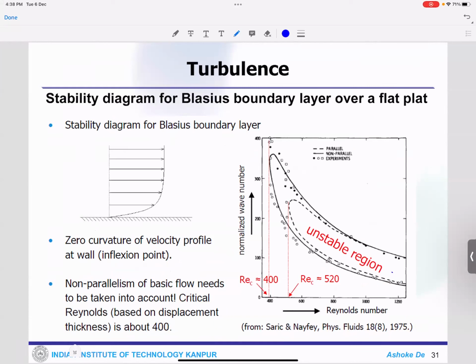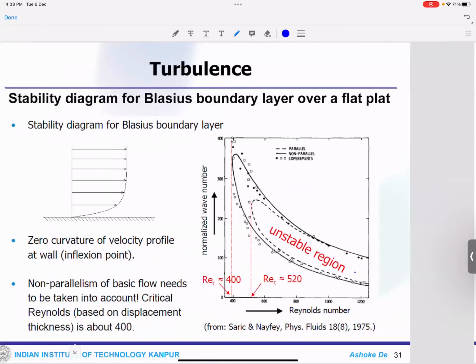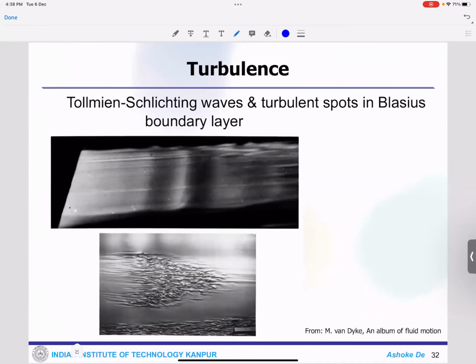These are very classical examples, and these have been studied over the years, and you have very well established data for this kind of problem. Now this is another picture where you see the Tollmien-Schlichting waves and the turbulent spots in the Blasius boundary layer. You can see the flow comes here, and this kind of waves forms.